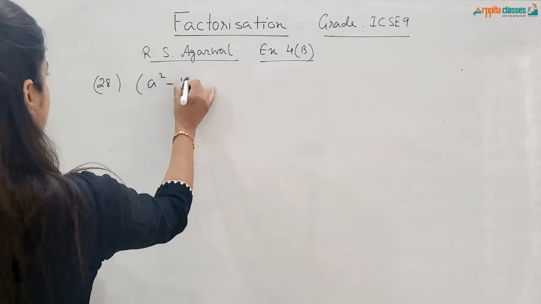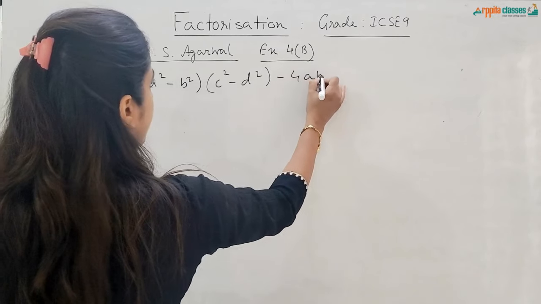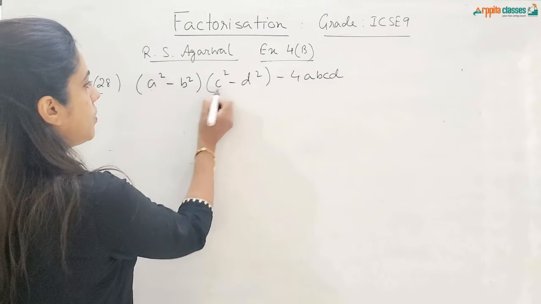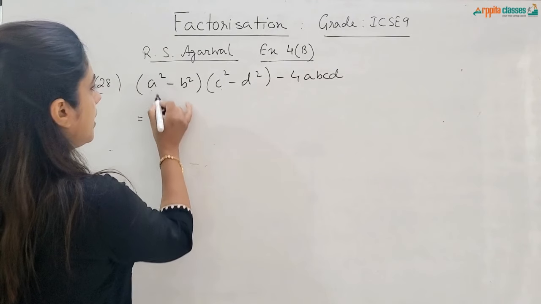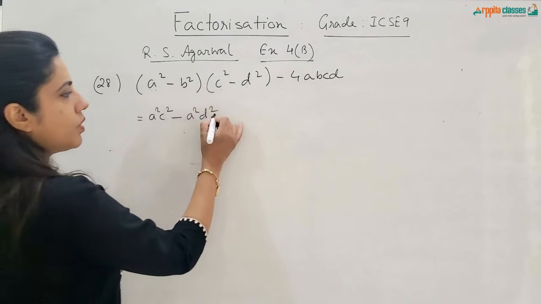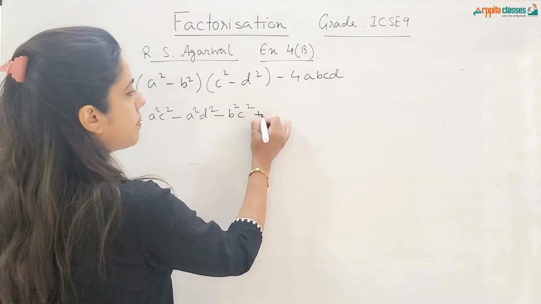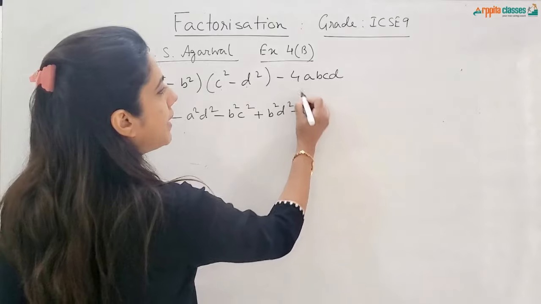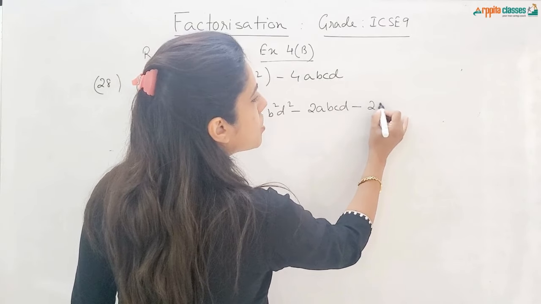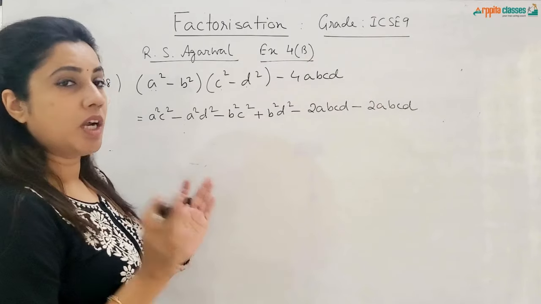a square minus b square, c square minus d square minus 4abcd. Let us first multiply this. A square into c square is a square c square, a square into minus d square, a square d square, minus b square into c square, minus b square c square, minus b square minus d square is plus b square d square, minus 4abcd I am going to write as 2abcd minus 2abcd. Why did I do so? Because I'll be making two perfect squares.